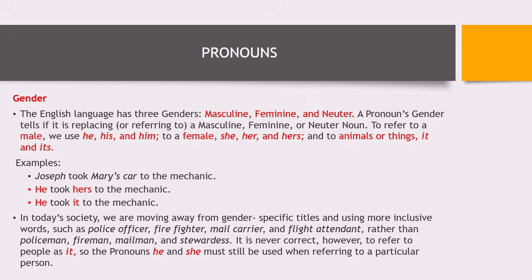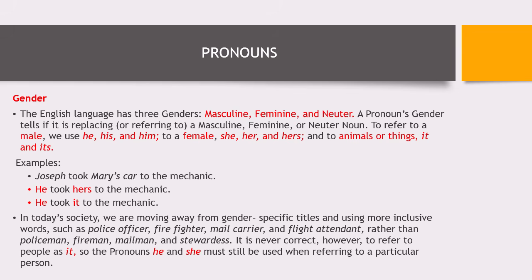Gender. The English language has three genders: masculine, feminine, and neuter. A pronoun's gender tells if it is replacing or referring to a masculine, feminine, or neuter noun. To refer to a male, we use he, his, and him. To a female, she, her, and hers. And to animals or things, it and its.